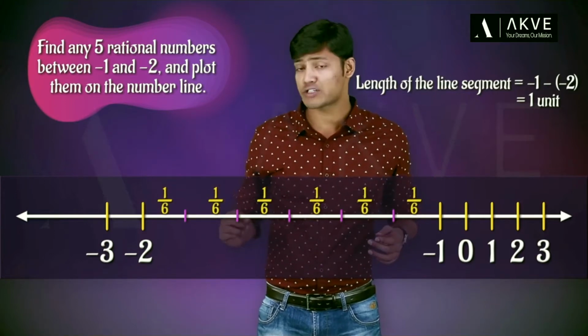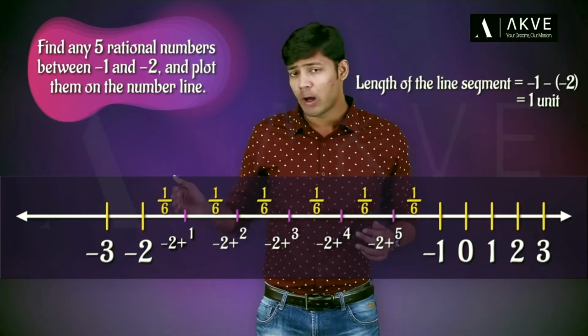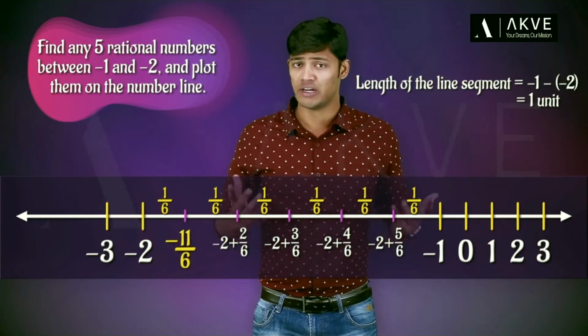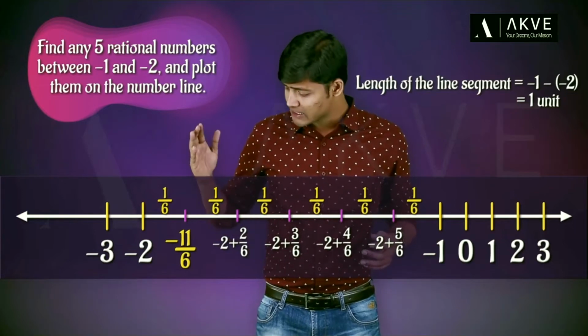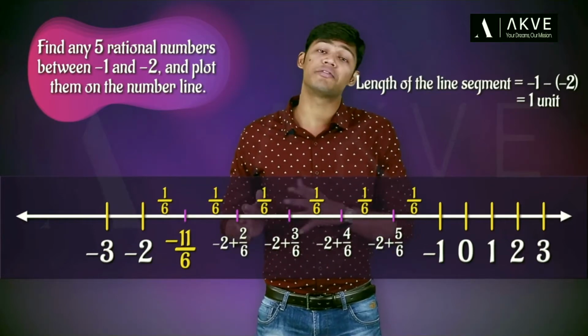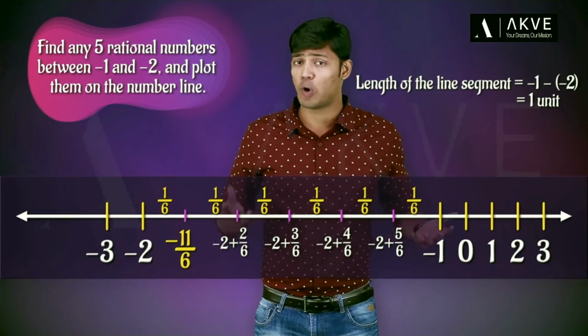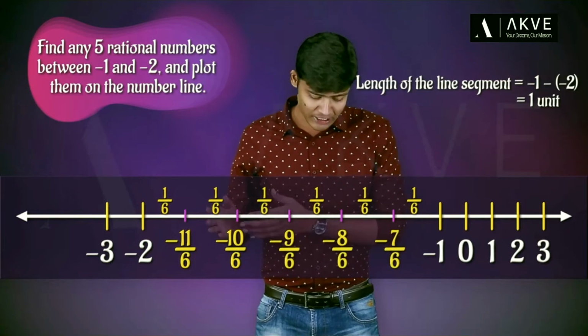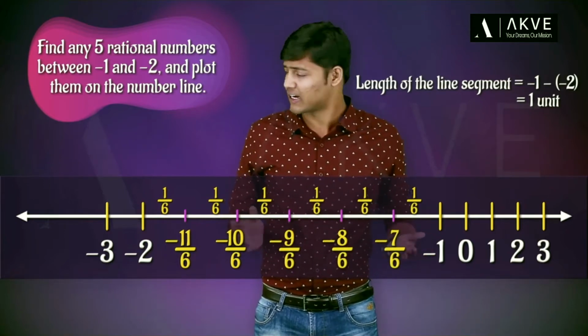So the first point will be -2 plus 1 by 6, which is -11 by 6. Similarly, the second point will be -2 plus 2 by 6, since these are the 2 parts out of the total 6 parts. And the point will be -10 by 6. Similarly, we can find all the remaining 4 points, and they are these. So friends, I hope you understood the solution.